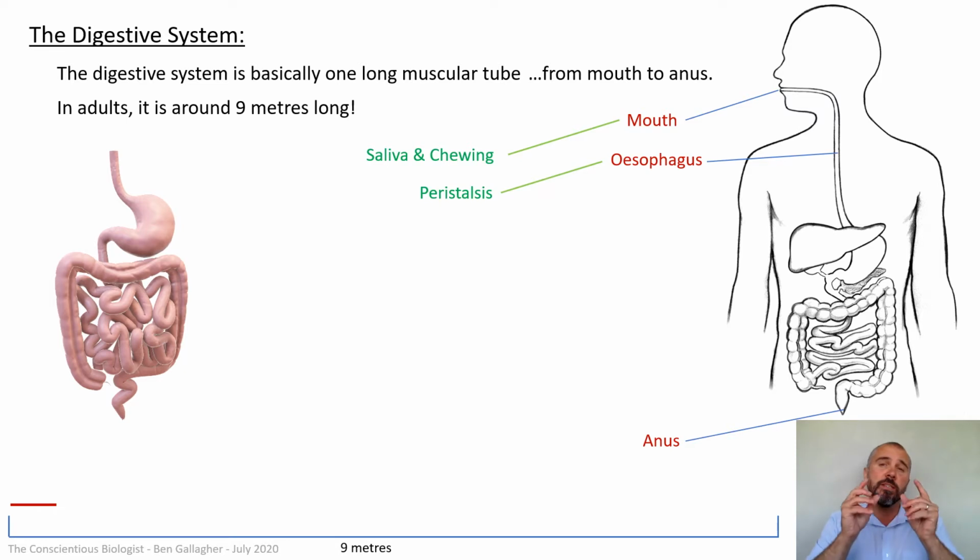Now, peristalsis isn't only in the esophagus. Peristalsis is the squeezing motion that pushes your food right the way through that 9-meter tube. It's an important keyword. Now, from there, the esophagus leads down to the stomach.